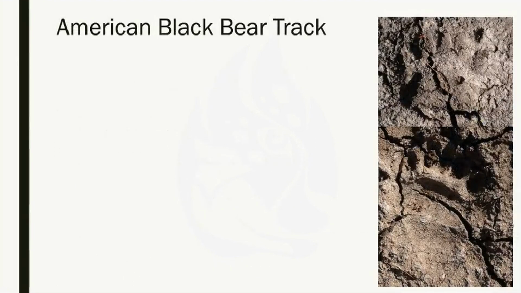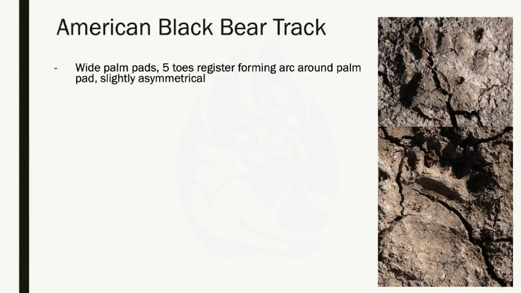So let's start off with the American black bear. The black bear track, first of all, has very wide palm pads, and you can see the front foot at the top here, as well as the hind foot below it. In both cases, it has a very wide palm pad, if you can see my cursor here. We also see on both of them 5 toes, which form basically a little arc around the top. There's some curvature here. On the hind foot as well, not quite as much curvature, but there's still some.